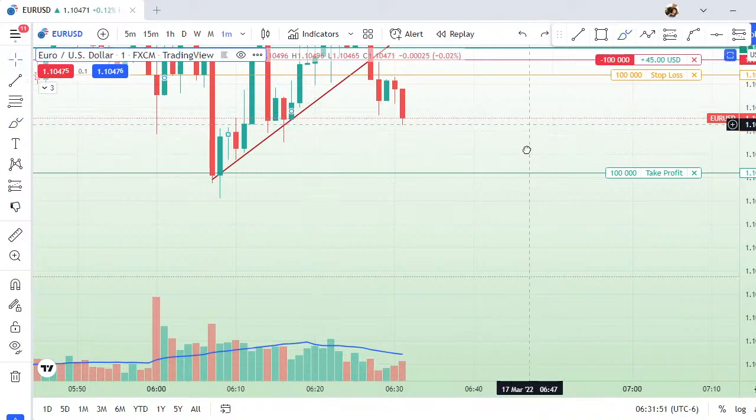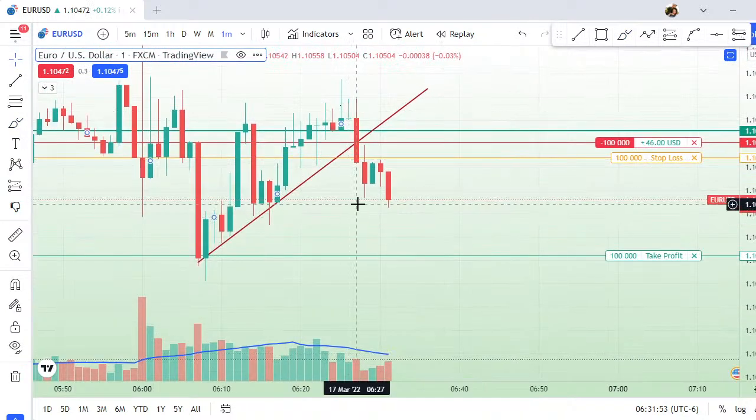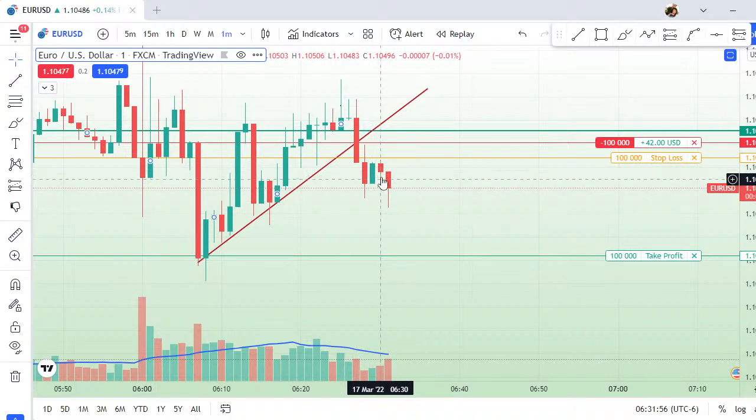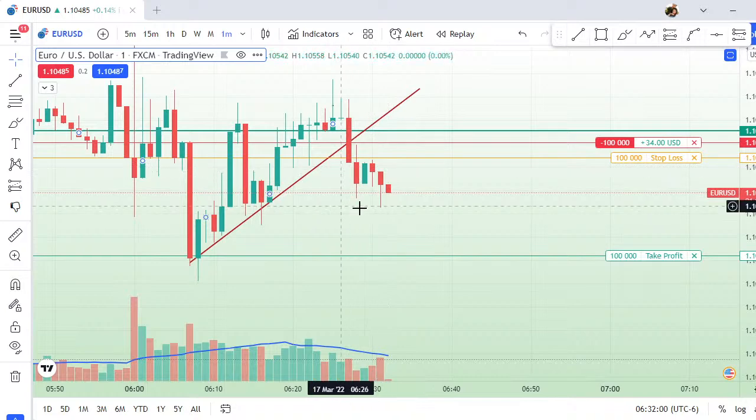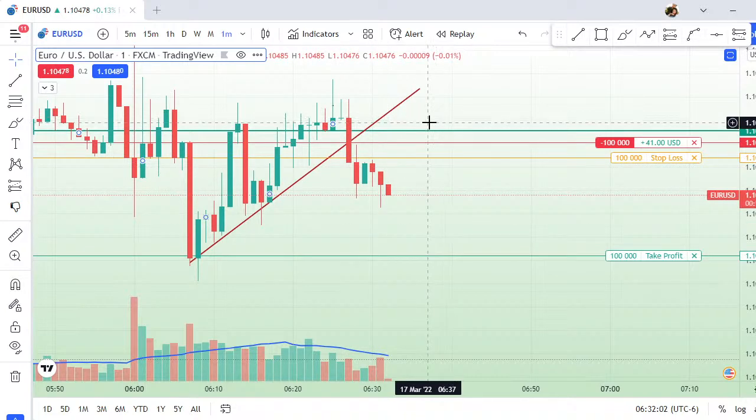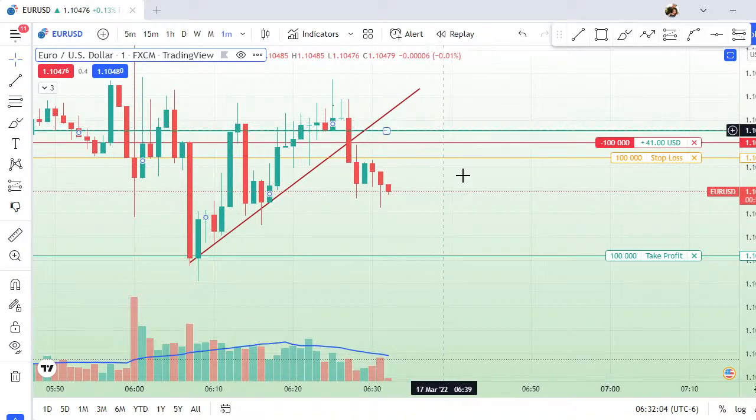Here you see that breakdown, right? Even this green candle and red, and this becomes a resistance area, okay. This becomes a resistance area. Breaking of this will bring another bull run, an uptrend.